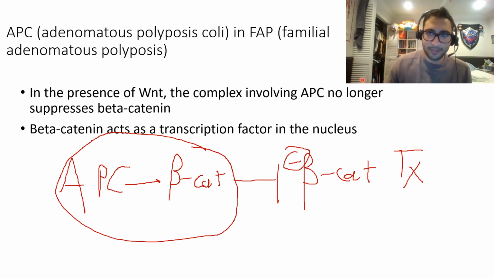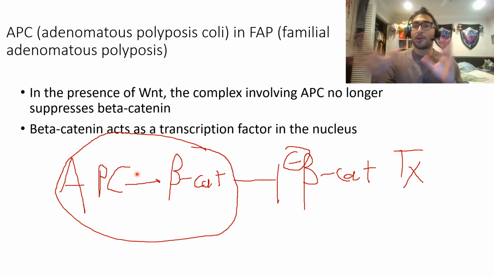processes. All right, what happens is in the presence of Wnt, which is a signaling molecule, the APC protein and the complex that it makes no longer binds the beta-catenin, and that allows growth, etc., all the transcription of the genes that beta-catenin is responsible for.